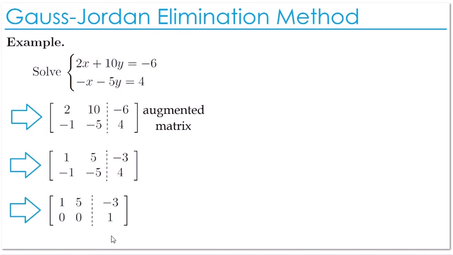So all we have to do now is to make the entry above our second leading one 0. Let us make negative 3 into 0. To do this, add 3 times row 2 to our row 1.